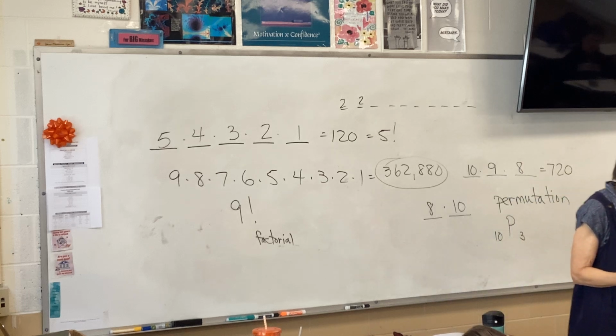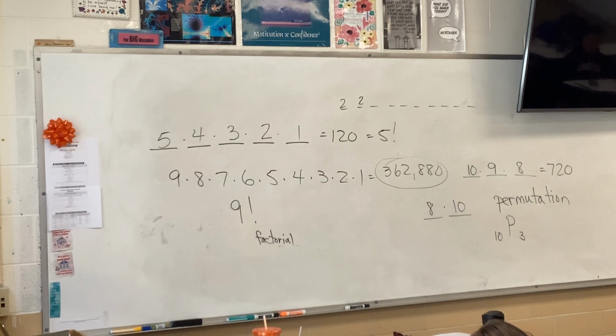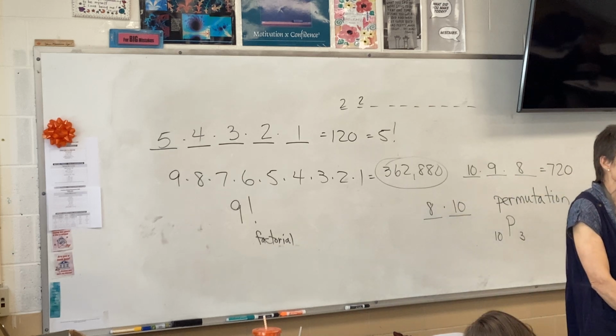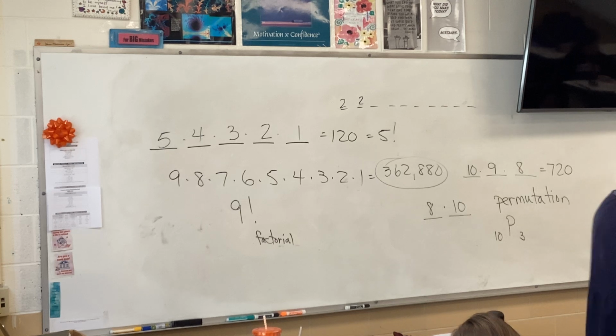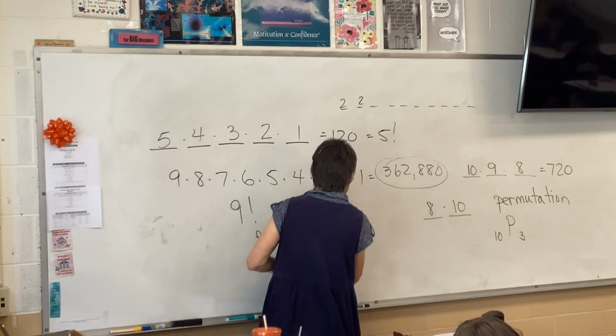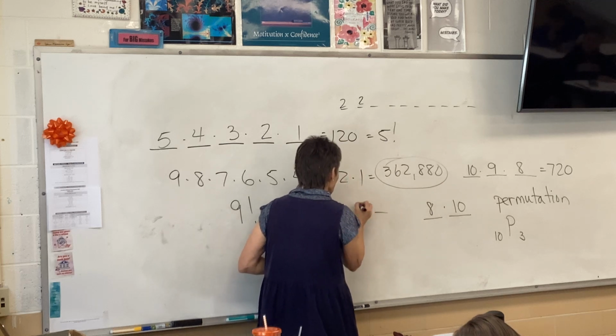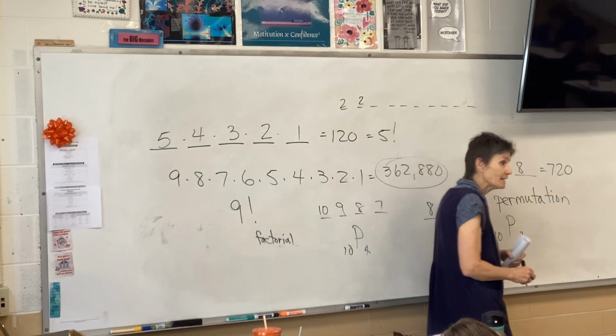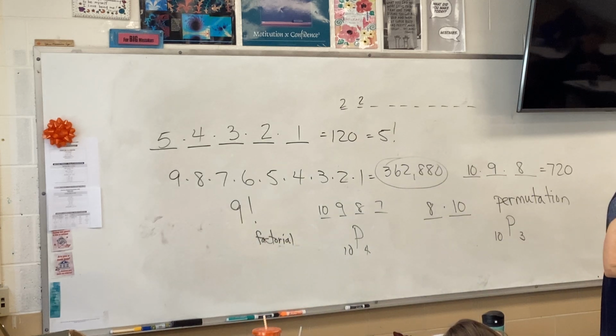How many ways can 4 different prizes be given out if there are 10 people in the contest? Not 10 factorial, because you're giving out only 4 prizes. You could do it 10 times 9 times 8 times 7, or you could do 10P4, because there are 10 kids and you are choosing 4 of them in order, since they're getting different prizes.